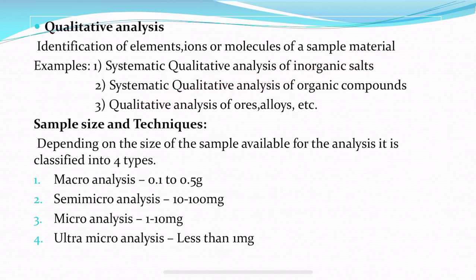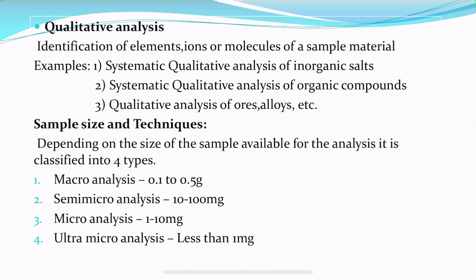That means quality means what? Quality means what is present in it. We are not concerned with how much amount is present, we are concerned with only the quality. So what element is present, what ion is present, or how the molecules are present, that is what is called qualitative. Here we are not looking for the amount, we are just concentrated on what is present, what different types of elements are present. So that is why identification of elements or ions is called qualitative analysis.